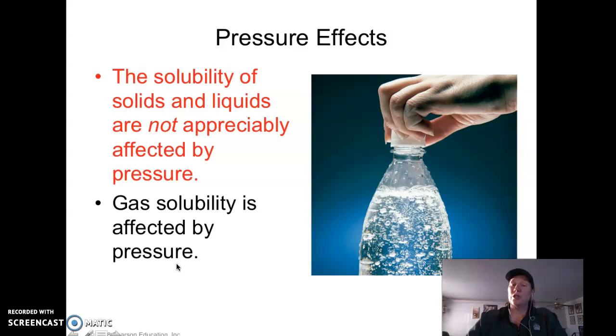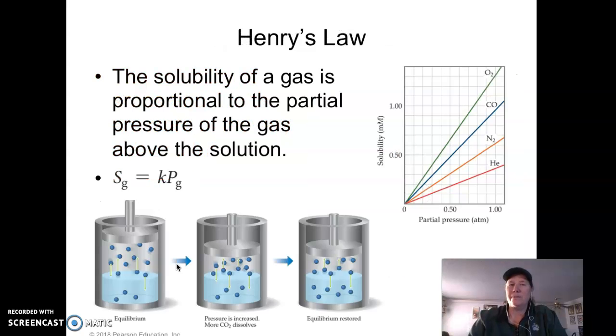The more pressure, you're basically pushing it in there. You're squeezing it in there. That would be increasing the pressure. Okay? Here's Henry's law. Henry's law deals with the solubility of gas and what they call the partial pressure above the gas. Okay? It shows you helium, which is a smaller gas, nitrogen, carbon monoxide, oxygen, whatever, in their solubility.